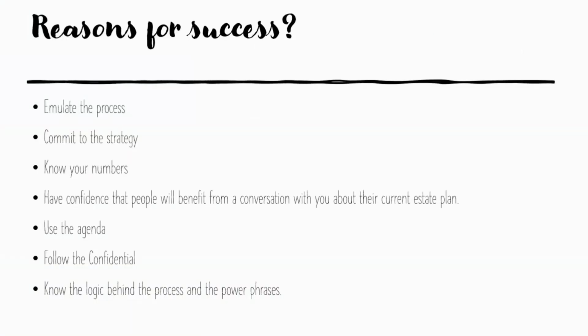Let's talk about the reasons for success for a minute. I don't think I would be doing as well as I do if I didn't emulate somebody else's process. I emulate the income for life process. The only thing I did to it is I made sure that I had the opportunity to make that presentation, and I had to commit to the strategy. Well, you can't commit to a strategy if you don't have it written down. That's what the 90-day plan is all about.